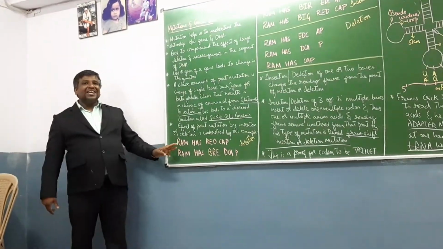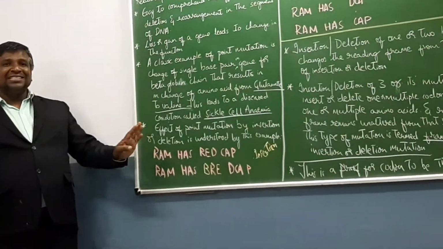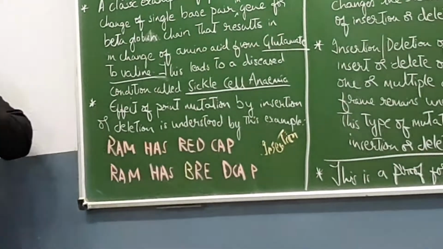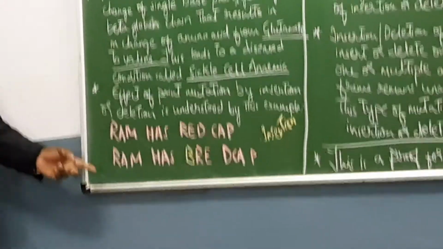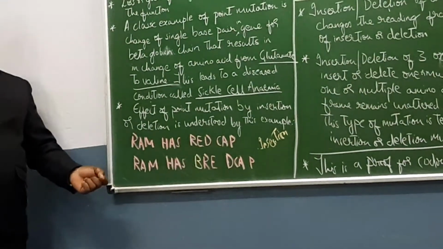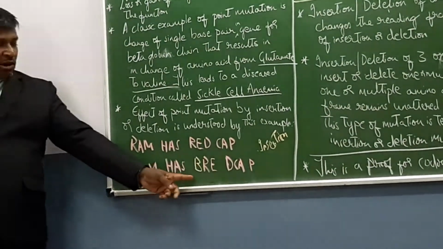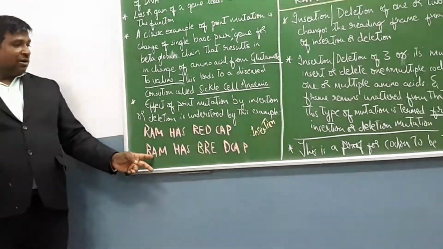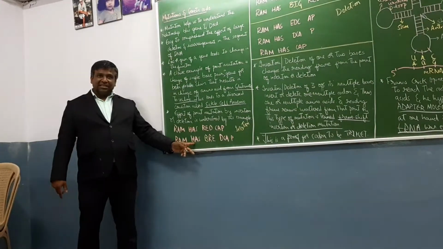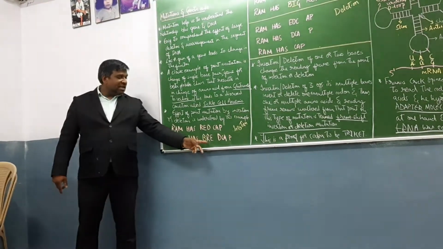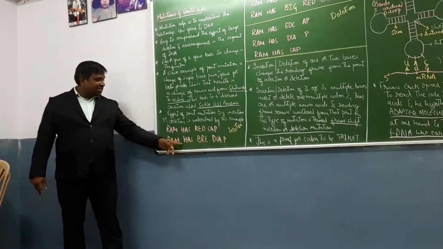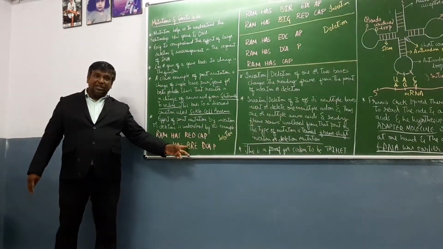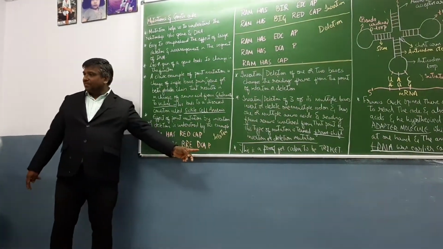So they have taken 3 letters. See, Ram has a red cap. This is the original genetic code, the reading frame. Now there is an insertion happening. Only one base is inserted. I have given a yellow color for that. B is inserted. Now what is it going to lead to? Ram has second genetic code, BRE is the third. See, the sequence reading frame before it is the same. The reading frame at the point of insertion, from here it changes.